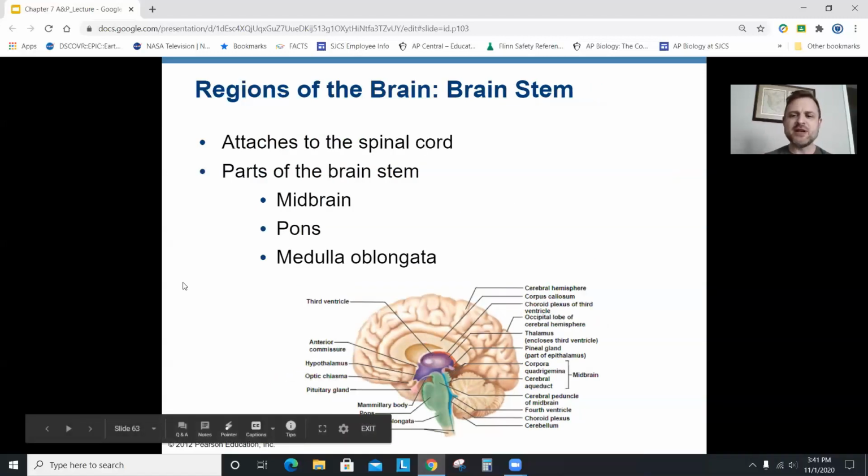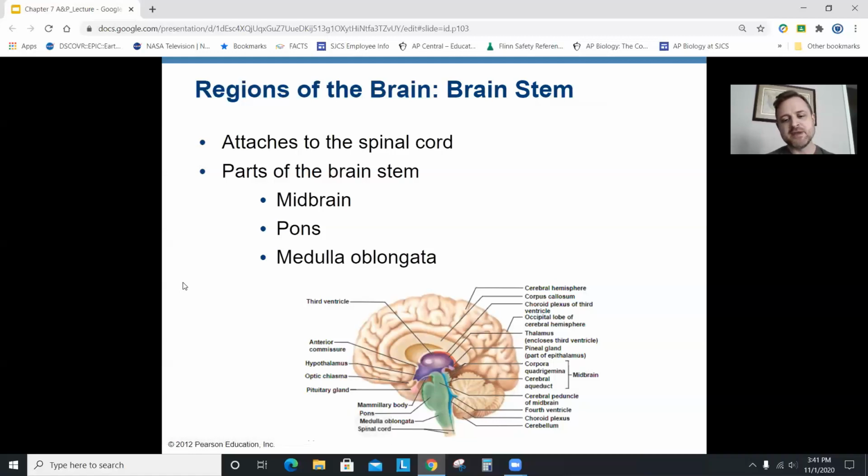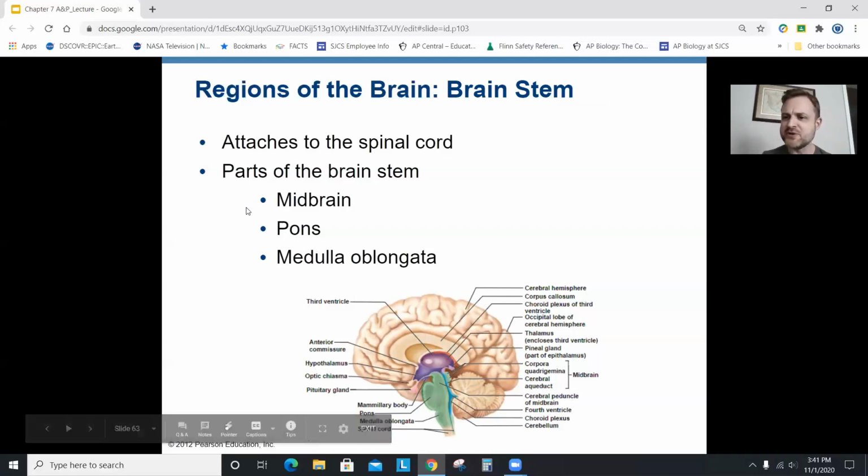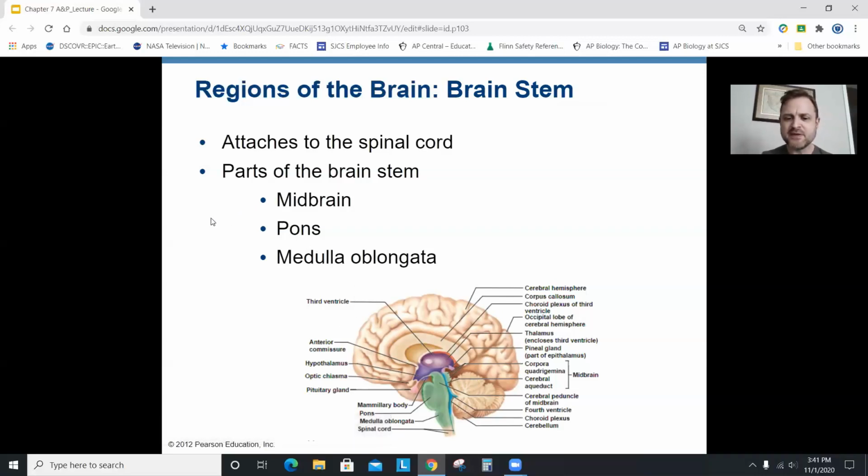Okay, the brainstem. We're not going to go into that much detail on the brainstem. I just want to point out that it's what attaches the brain to the spinal cord. It has 3 parts: the midbrain, the pons, and the medulla oblongata. You should know that those 3 parts are part of the brainstem.